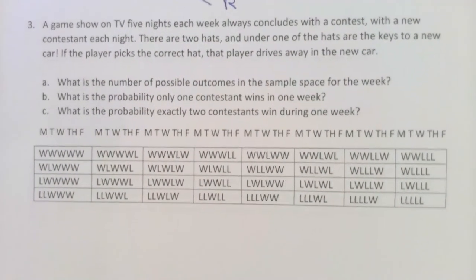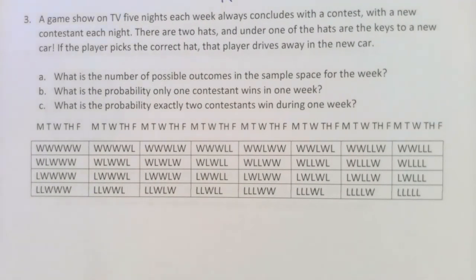Now this problem's kind of hard. There's a game show. It's on 5 nights a week, Monday through Friday. And every night at the end of the show, they take one contestant, maybe the person who did the best that night, and they bring them up to this table where there's these 2 hats. Under one of the hats are the keys to a brand new car. Under the other hat, there's nothing. Maybe, you know, some sad trombone music or something.